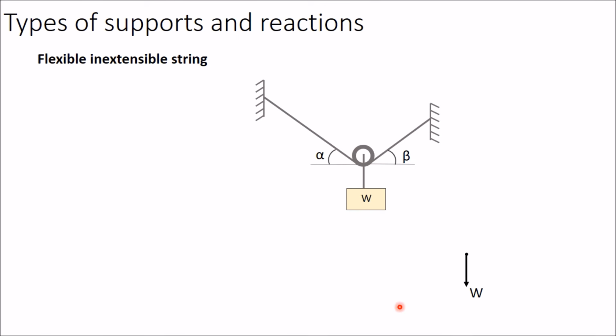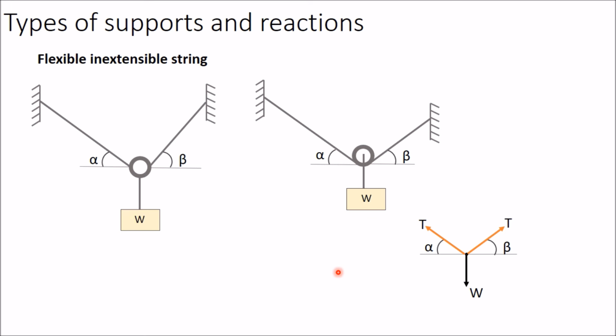So in the direction of the string, draw two forces. One is in this direction making an angle of alpha, and another one is in this direction making an angle of beta. Now this is a single string and this is a frictionless pulley, therefore the tension in both parts of the string will be the same. Therefore I have written the same name, T and T here, because these two tensions will be the same.